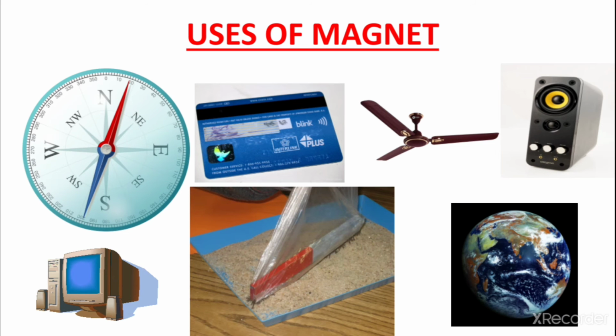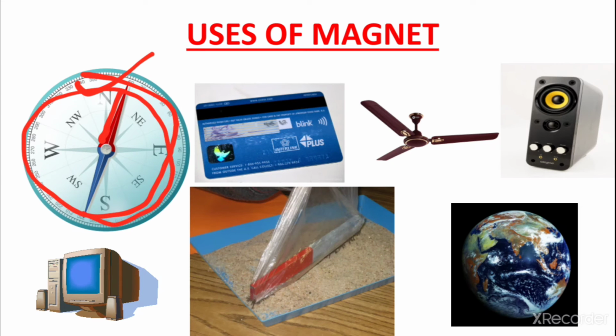So what are the different uses or applications of a magnet? A magnet has many applications. Here are some examples. A magnet is used to know direction. The magnetic needle or magnetic compass has two needles. One needle is always directed towards the north and the other is always directed towards the south. This is how we can know the different directions.